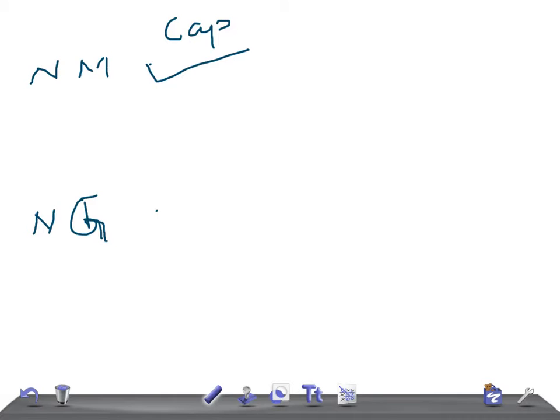Let me draw over here Neisseria meningitidis and Neisseria gonorrhoeae. I'm going to ask you questions, and you tell me whether it's there or not. Let's talk about the capsule. Who has a capsule, meningitidis or gonorrhoeae? It's meningitidis that has a capsule; gonorrhoeae doesn't have any capsule. Got it? Excellent.